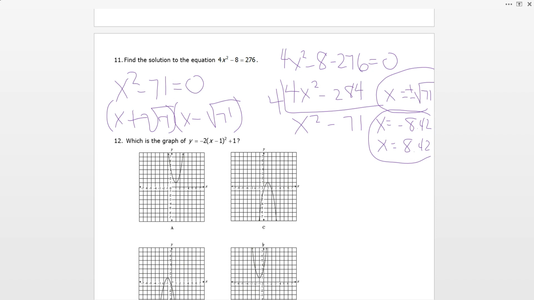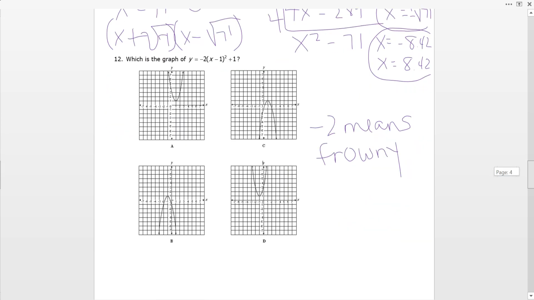Okay, when I look at the formula this way, there's two things I notice. First of all, there's the -2 in front. That means that it's frowny, so I can eliminate A and D. I also know that my vertex is 1, 1. It's not -1, remember, because we talked about that negative stays with the equation. So actually the number 1 is a positive, not a negative, which makes my answer C.